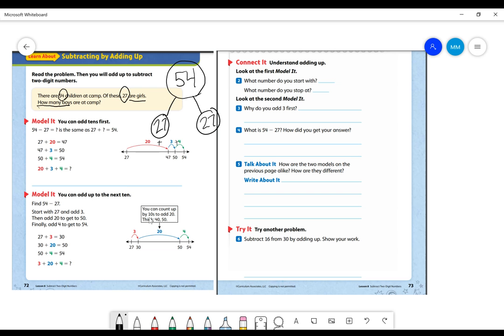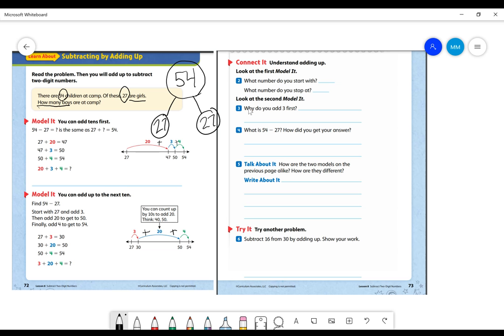Then it says you can count up by tens to add 20. So they started at 30, then they went 40, 50. So they added 2 tens, which is the same as what number, friends? 20. So they added 3 first to get to 30, then added 2 tens to get to 50, plus 4 more, because after they got to 50, they had to count on to their whole. So again, 3 plus 20 plus 4. It was the same thing as up here. What was our missing part? It was 27.